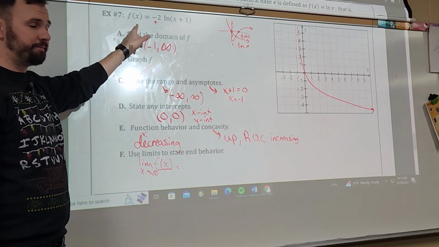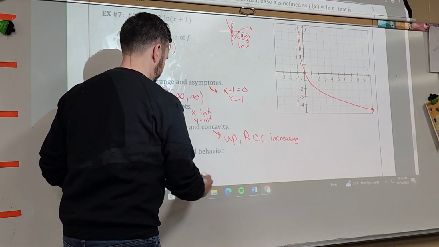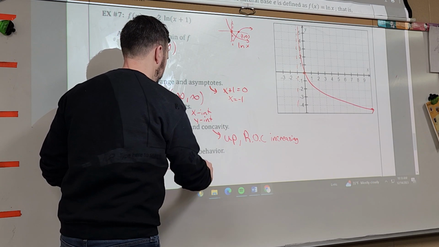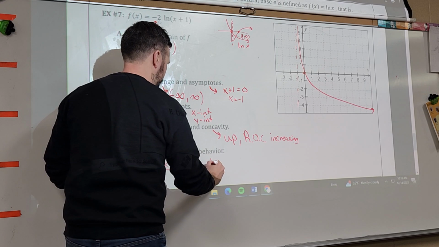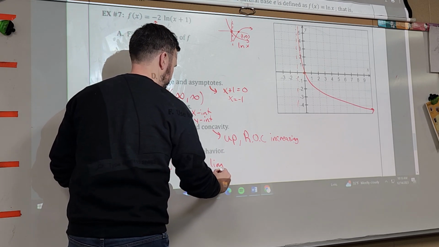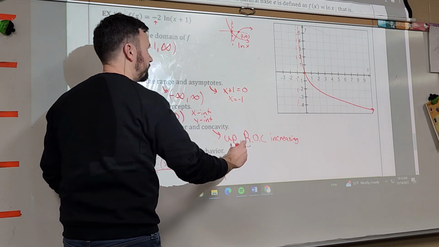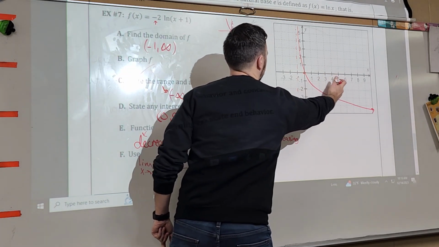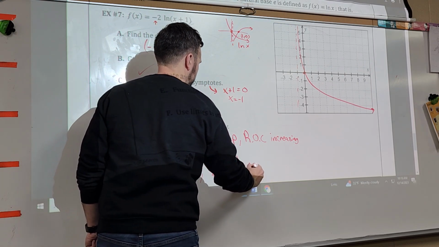I'm looking at this one. What happens as I go to infinity? Is it going up or down? Going down, so negative infinity. And what else do I have to approach? -1 from which side? The right, from the positive side, and I have to put my f of x, and that's going to go to infinity.